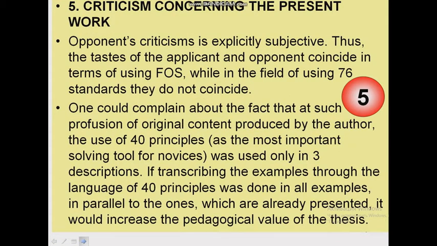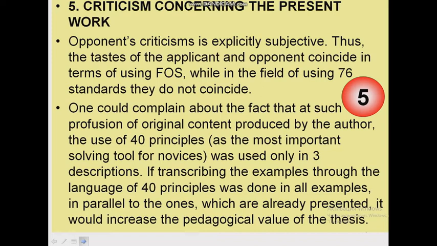Chapter number 5, criticism concerning the present work. The opponent's criticism is explicitly subjective. The fields of the applicant and opponent coincide in terms of using function-oriented search, while in the field of using the 76 standards, they do not coincide. Really, in practice, very often I apply function-oriented search.